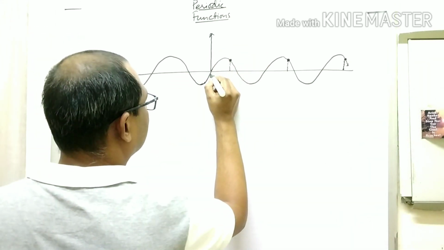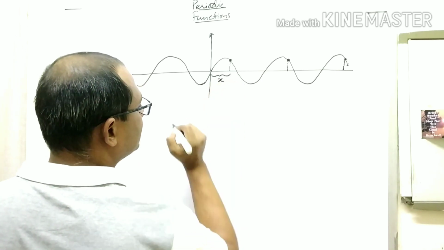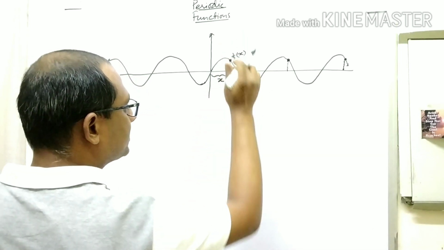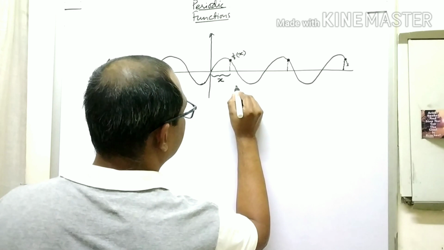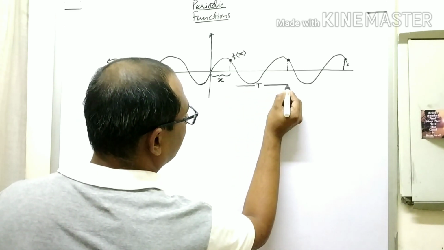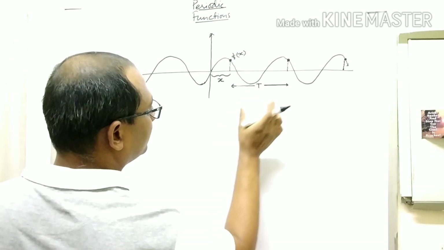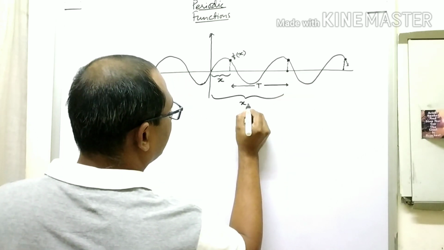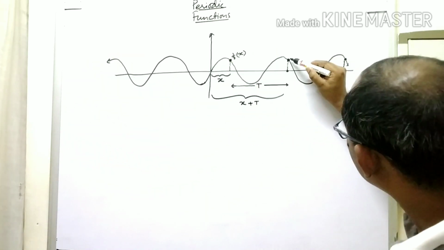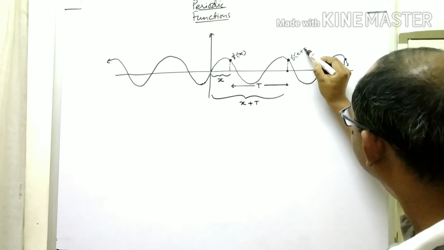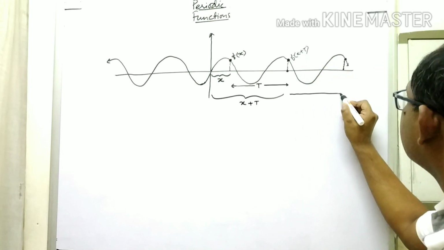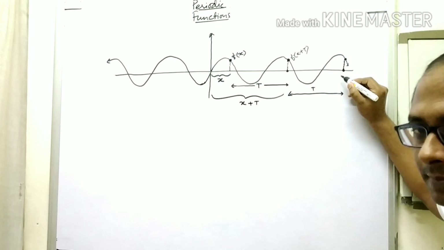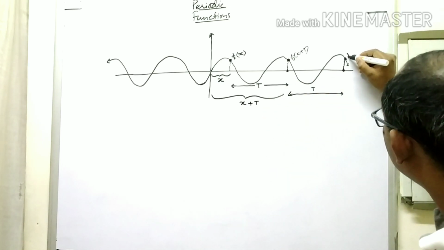Okay, so if I consider this as x and this function as f(x), so this one will be f(x). Then if I consider the value where it is first repeated, that length to be t. From here to here, the coordinate of this point will be x plus t, so this height will become f of x plus t. Again this length is t, so the x coordinate of this point will be x plus 2t, and this one will be f of x plus 2t.